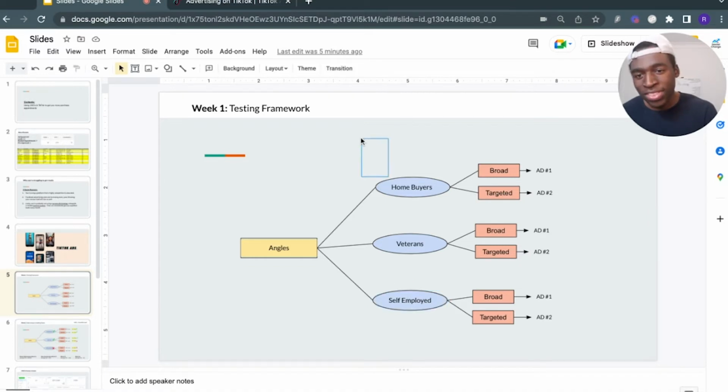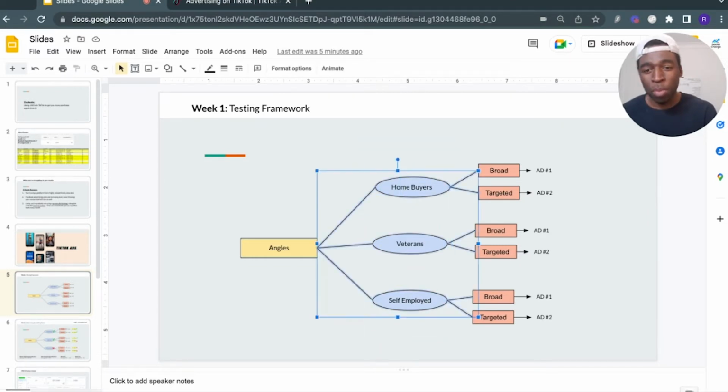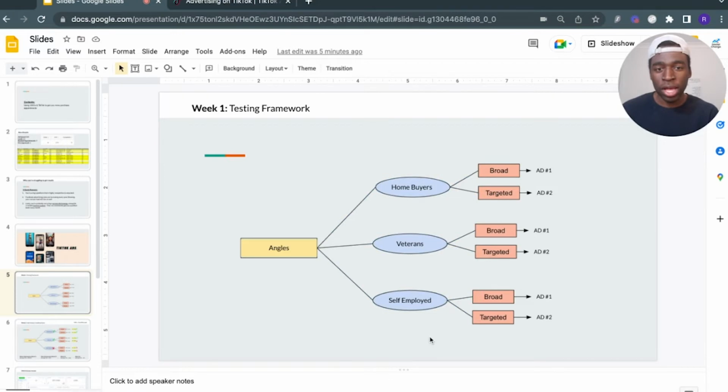So we ran these 3 angles, and I'll just repeat that one more time. The goal here was to figure out which one of these angles was going to get us the lowest cost per lead and the best performance. Okay. And that's all we were doing in week number 1, just gathering data to essentially figure out which angle was going to be the best performing one.